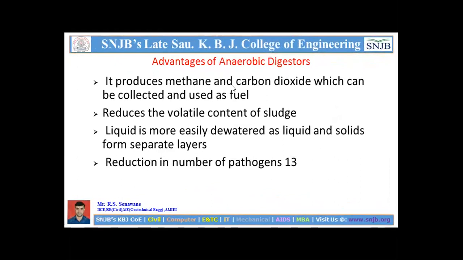So these were the factors governing anaerobic digestion. Now, what are the advantages of anaerobic digestion? It produces methane and carbon dioxide, which can be collected and used as a fuel. This is the first advantage. Then it reduces the volatile content of the sludge. Third, the liquid is more easily dewatered, as the liquid and solid form separate layers. The organic matter is broken down into different types of compounds, which helps the liquid to be dewatered more easily. And there is a reduction in the number of pathogens.